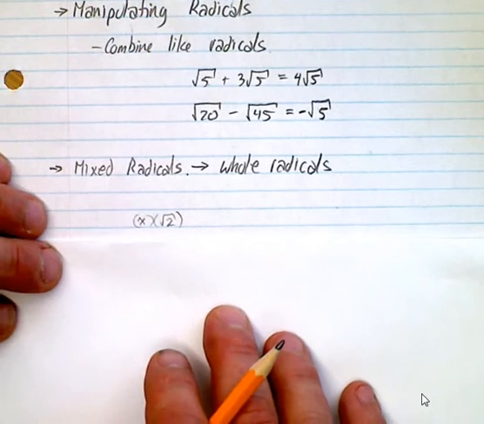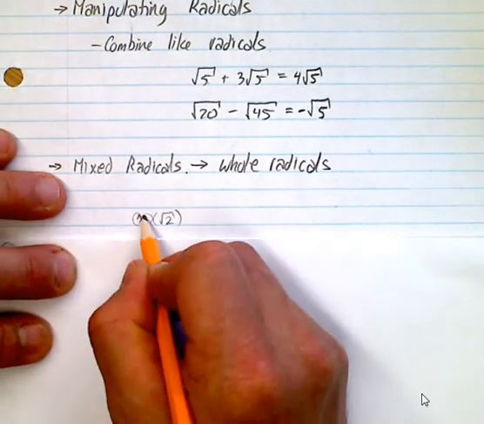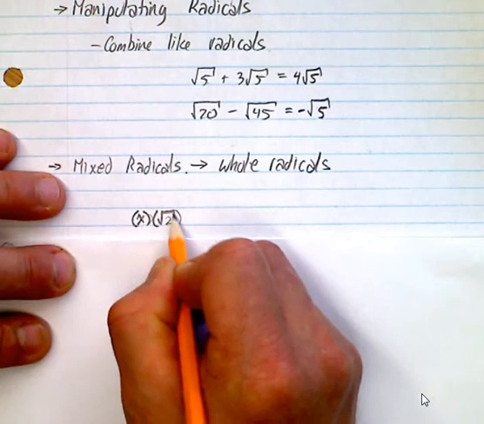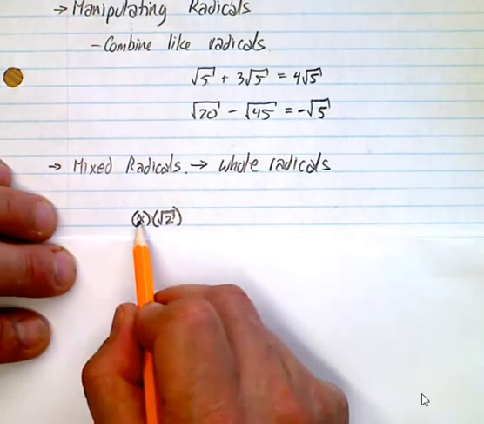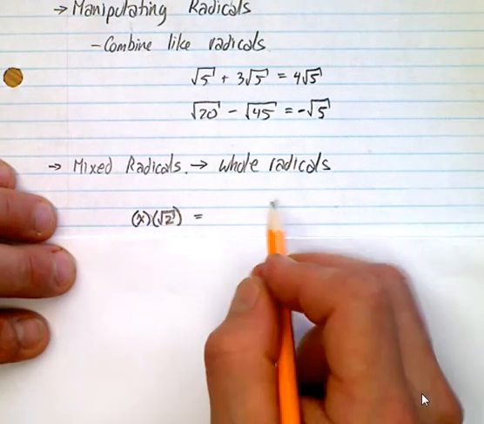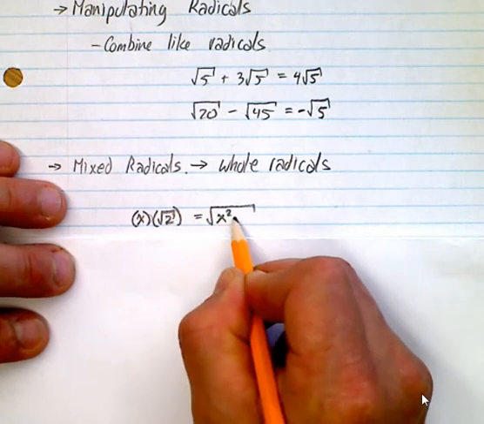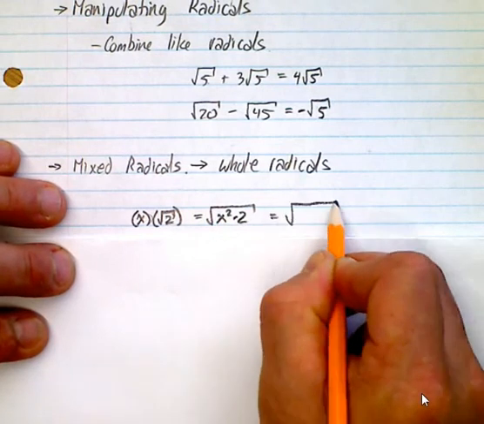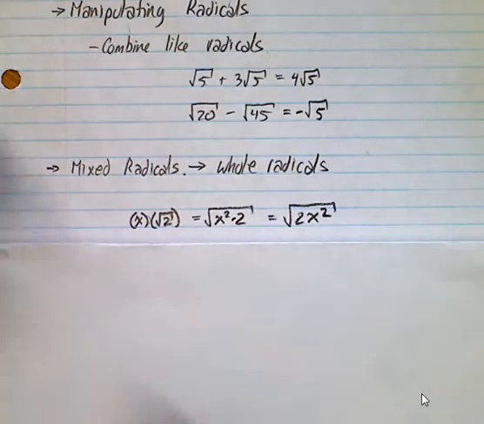So, if I was going to give you something like x times root 2. And you want to make that an entire radical. You want to put that x back inside there. You're going to have to square it in this case because it's a square root. So it becomes x squared times 2, which is the square root of 2x squared. Okay?